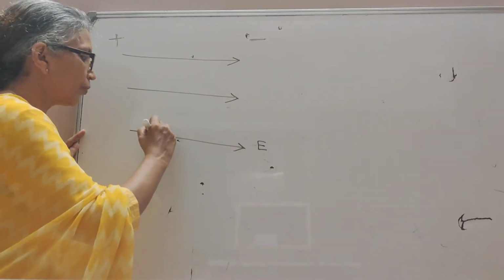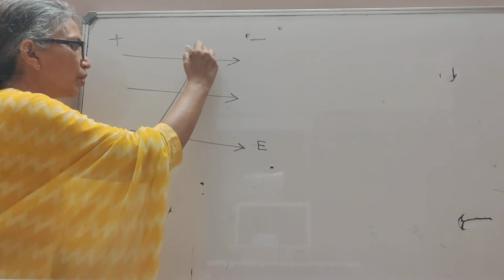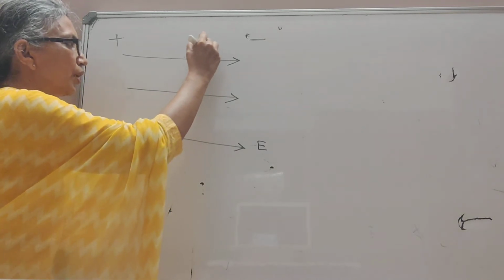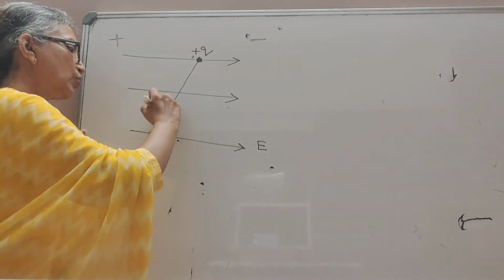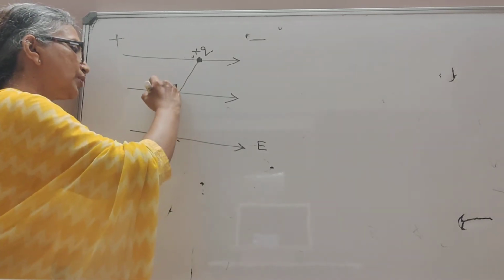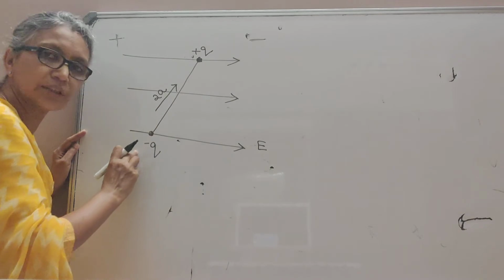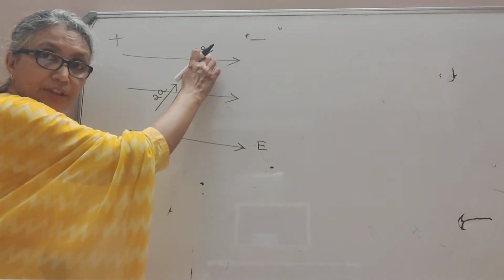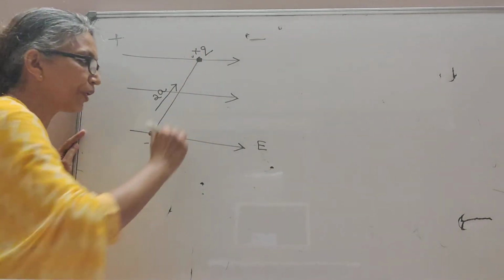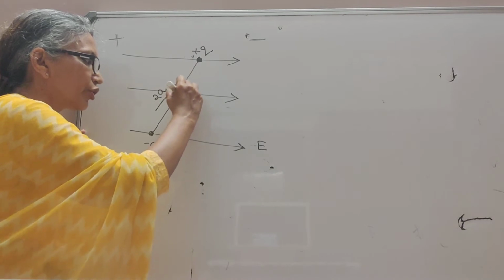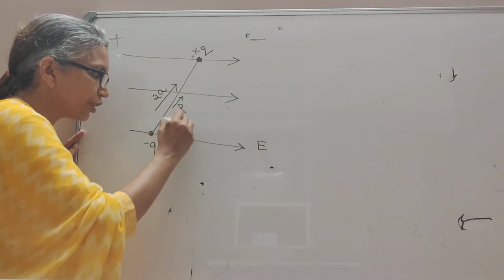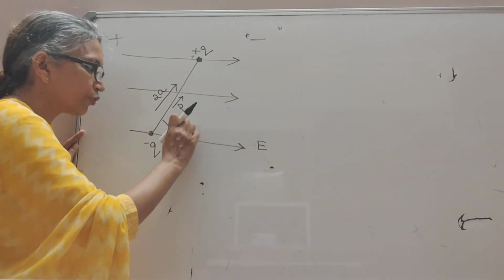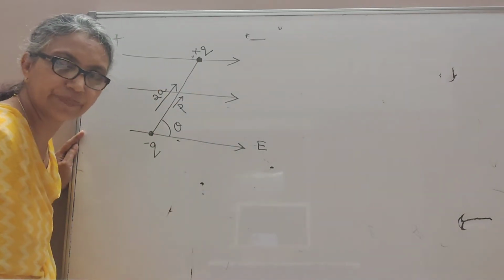In this field, I am going to keep a dipole with the plus q here and the minus q here. So this total distance, which is 2a, is directed from negative q to positive q. Dipole moment P is also in this direction, and E is here. Now this angle between the dipole moment and electric field I am keeping as theta.